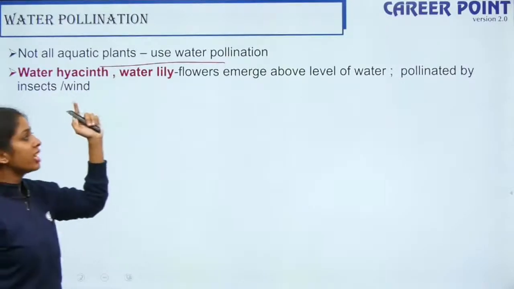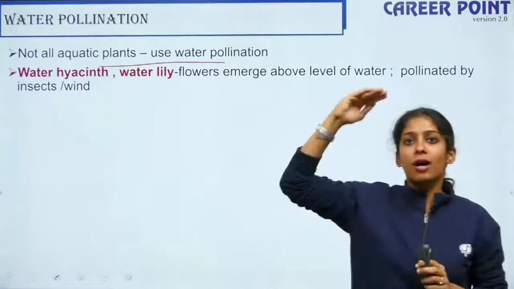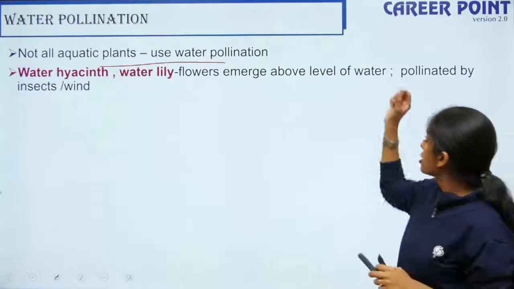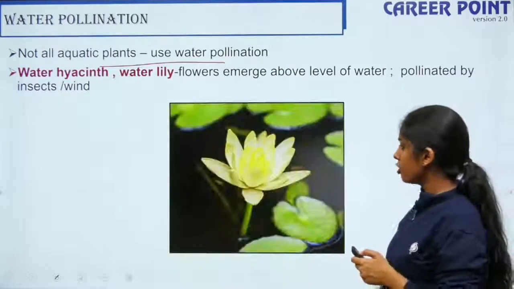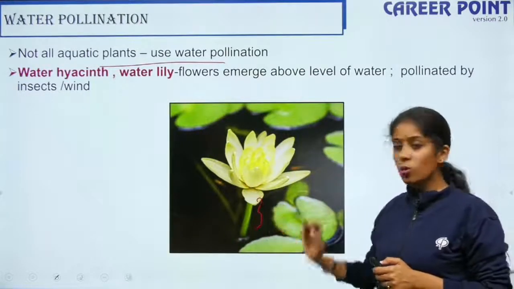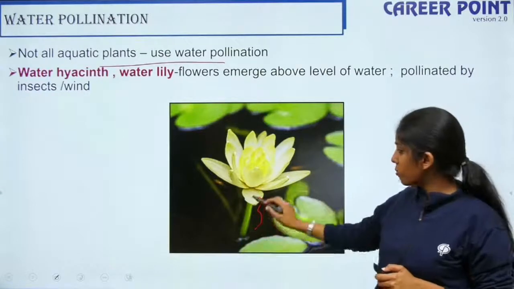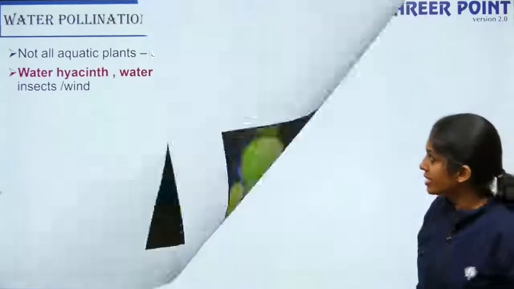So the water hyacinth and water lily are aquatic plants and the flower rises above the surface of water by a small stalk and is pollinated by insects or wind. So this is your water lily. This is your water surface. It is well above the water surface because it is connected by a stalk. So now pollination happens by wind or by insects.